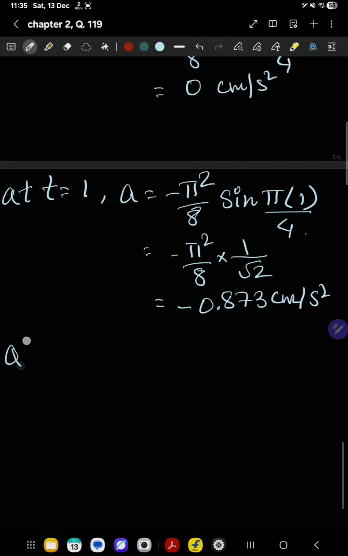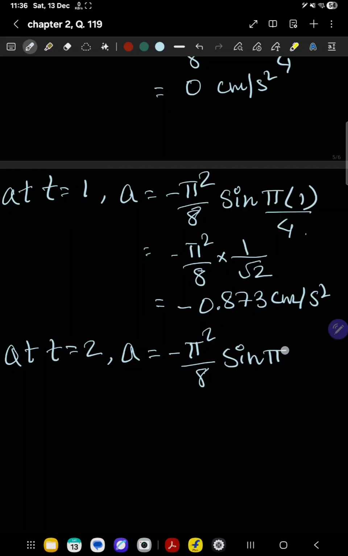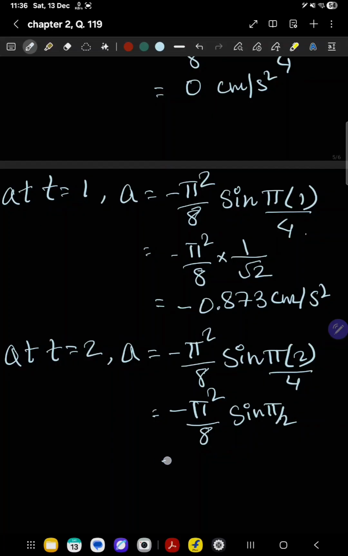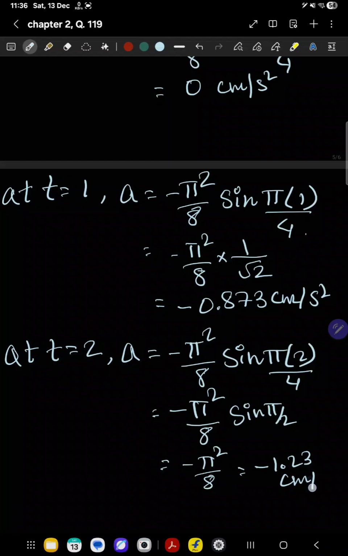Now at t equal to 2, we have a equal to minus pi square by 8 sine pi into 2 by 4. We can write it as minus pi square by 8 into sine pi by 2, which is basically 1. So we can again write it as minus pi square by 8, and we can solve it as minus 1.23 centimeter per second square. So this is the final solution.